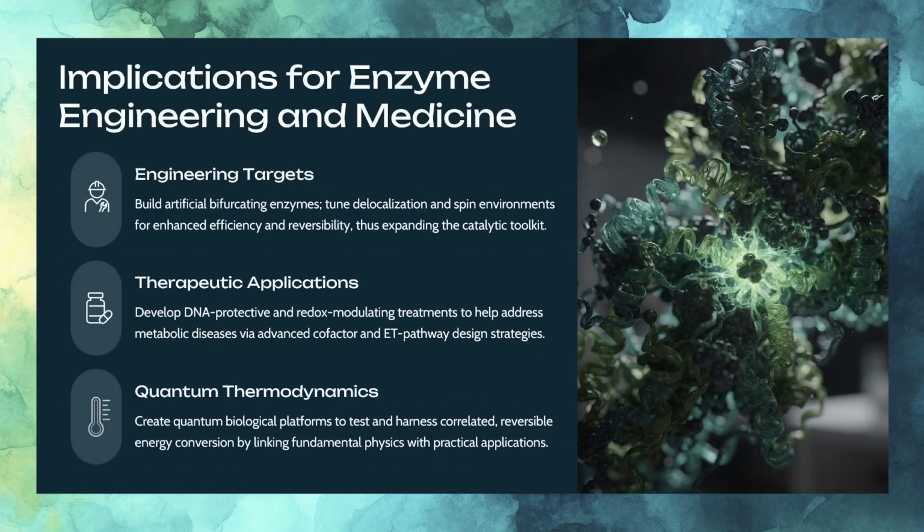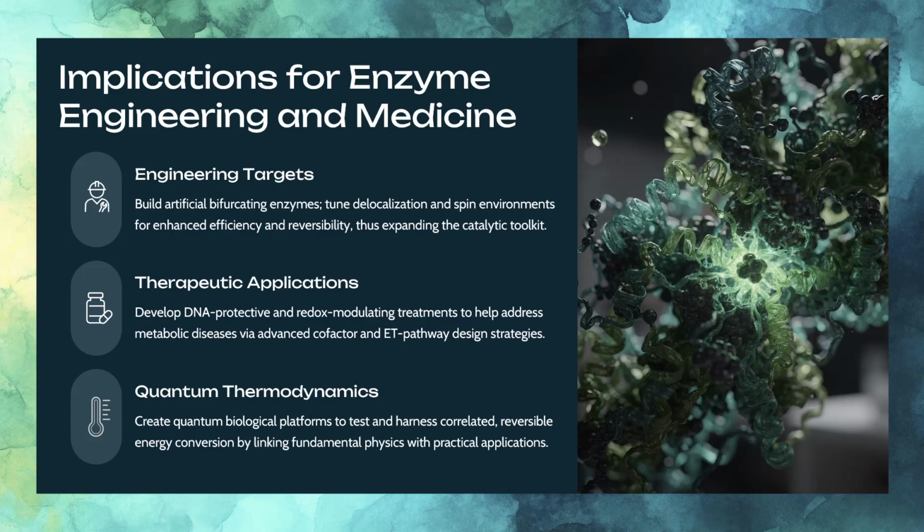Now, this has important implications for enzyme engineering and medicine. Without speculating any more about what we'll find, if we can harness the biochemical processes and, in fact, engineer them, for example, building artificial bifurcating enzymes, tuning the delocalization and spin environments for enhanced efficiency and reversibility, as these enzymes already do, we could drastically expand the catalytic toolkit that living systems already make available.